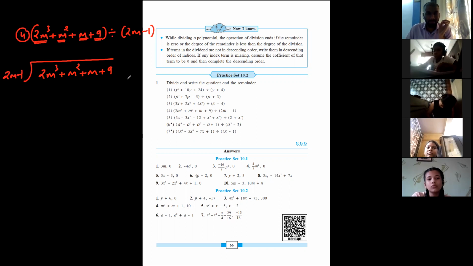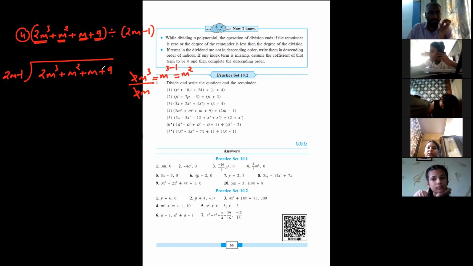The first thing that you will do is try to eliminate 2m cube with 2m. So this 2 and 2 get cancelled. Over here it will be m raised to 3 minus 1, so this is m square. I'll write m square over here and 2m cube over here. Minus into plus is minus. 1 into m square is m square.